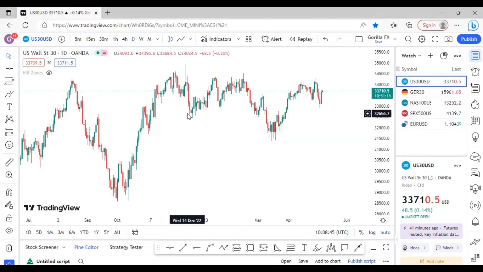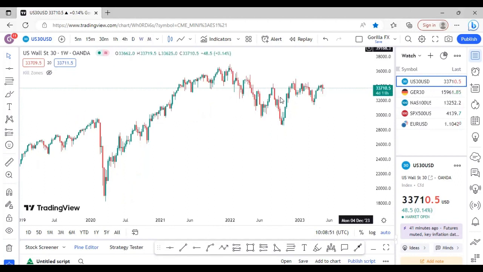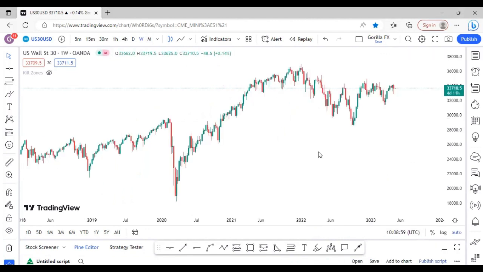So I'm just gonna go to my weekly time frame. So on my weekly time frame, I'll be marking off my trend lines, resistance and support trend lines.